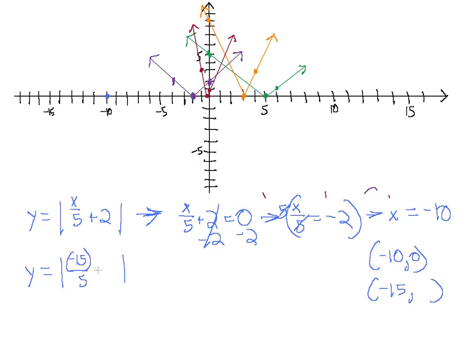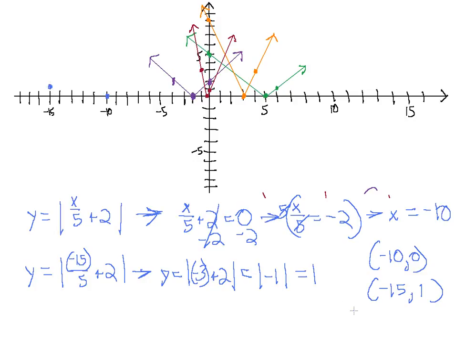divided by 5 plus 2. Well, that's simply the absolute value of minus 15 divided by 5, which is just minus 3, giving us a nice round whole number to work with. And we can simply say minus 3 plus 2 is the absolute value of minus 1, and that's just simply 1. All right, so we have the point minus 15 and 1.